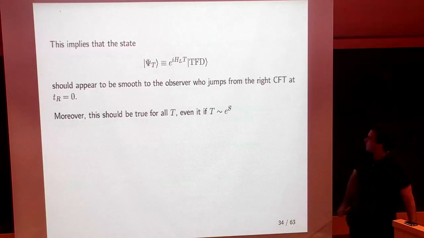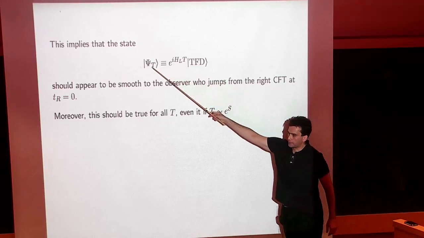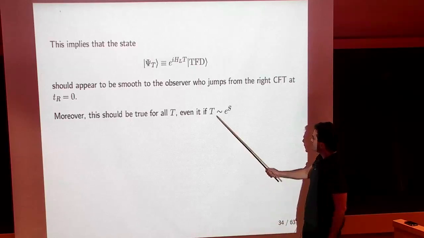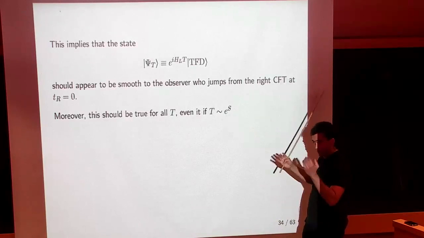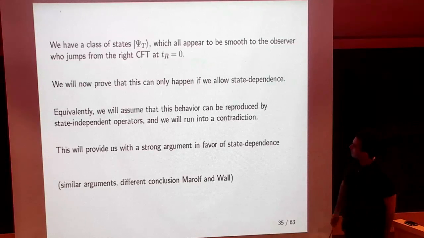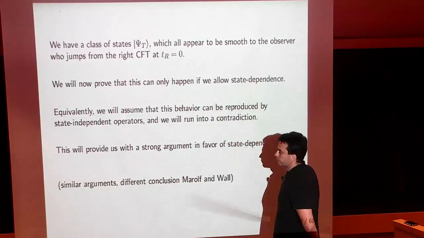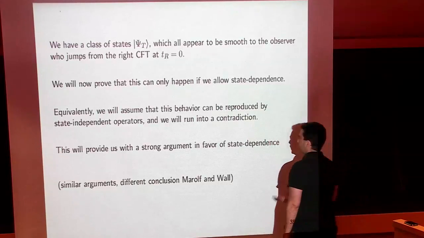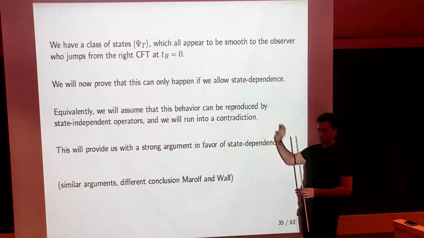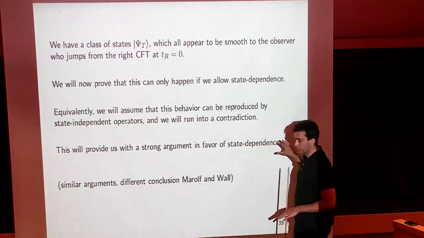Yeah. Right. So now we have a class of states labeled by capital T, which all of them have a smooth interior. And this T can be exponentially large. So we have really a very large number of states. So I will try to argue now that this is possible only if you allow state dependence. So equivalently, we will assume that this smooth interior can be reconstructed by state-independent operators, and we will run into a contradiction. And this will be used as an argument in favor of state dependence.